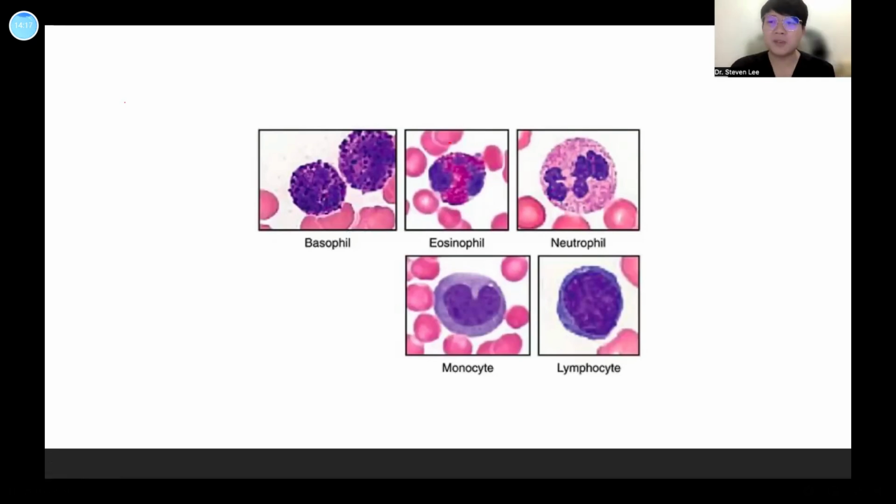Okay, so just a very quick summary. Blood: we have the plasma and the cell. Plasma, you have water and dissolved substances. Your cell has three types: white blood cell, red blood cell, platelet. White blood cell is the most important one because this is something that you haven't studied before.